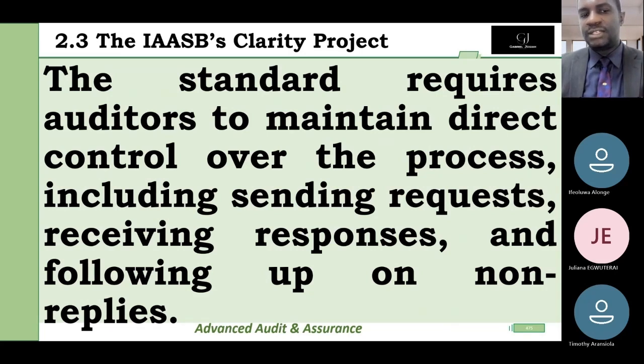Internal auditors also do that, but this standard helps external auditors confirm and also receive responses from those organizations and follow up on non-reply. So where they've not received any response, they need to validate it by following up to get replies.